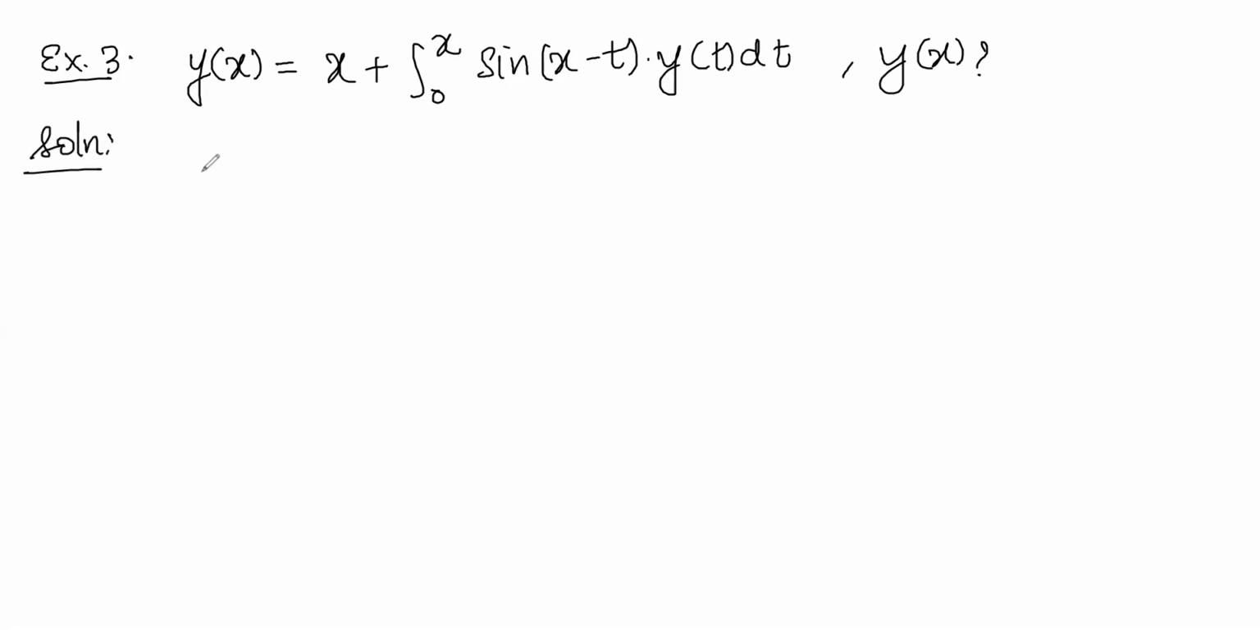In this problem, the first thing that should come into your mind is to differentiate. Otherwise, I'll tell you one more method. I see that this kernel K(x, t) is of the type f of (x minus t). So this is a convolution type kernel.